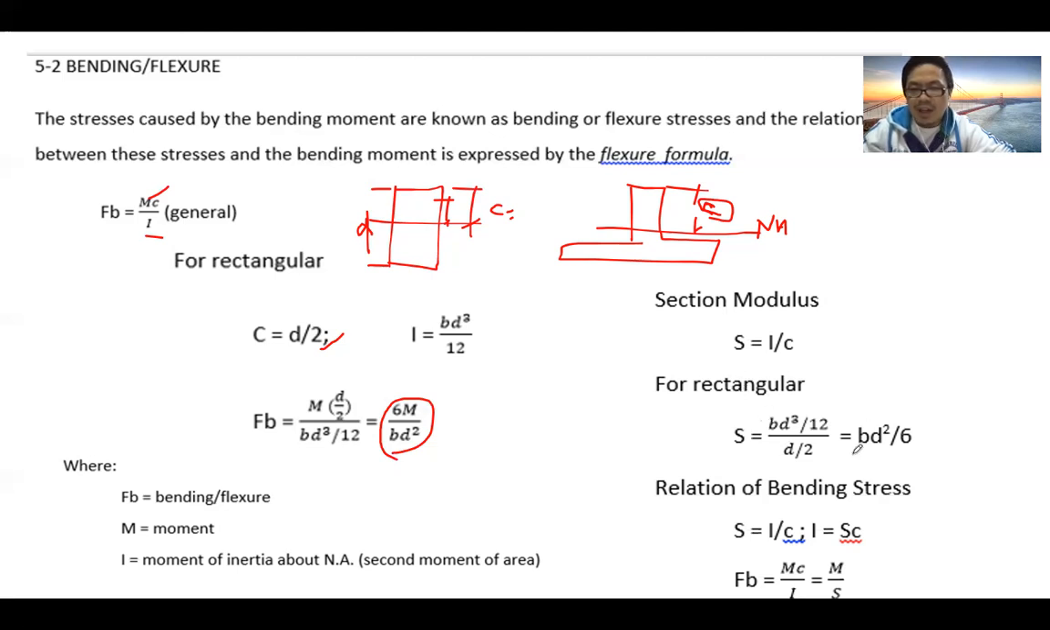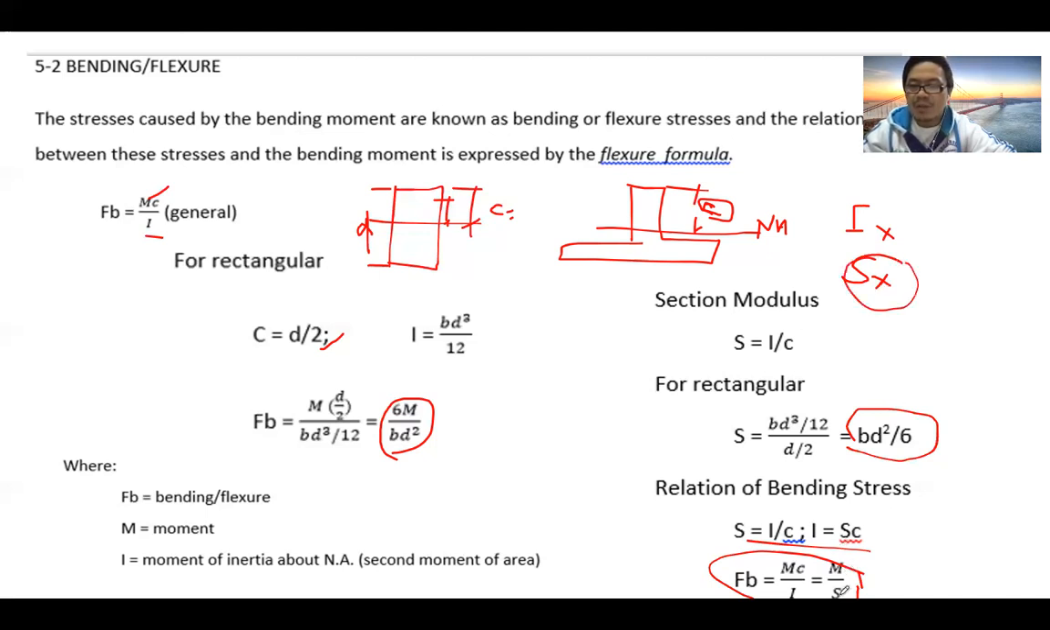In other words, S for a rectangular section, you have this one. And then we can also have this relationship, as we have before, that we can also use this one. Kaya nga sa design ng steel section, yung mga steel properties nakalagay doon. Moment of inertia, meron with respect to X, with respect to Y. Then you also have S with respect to X, with respect to Y.